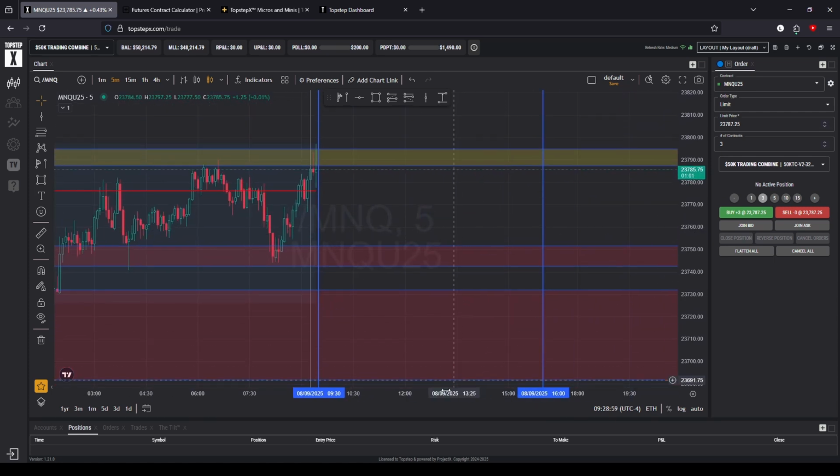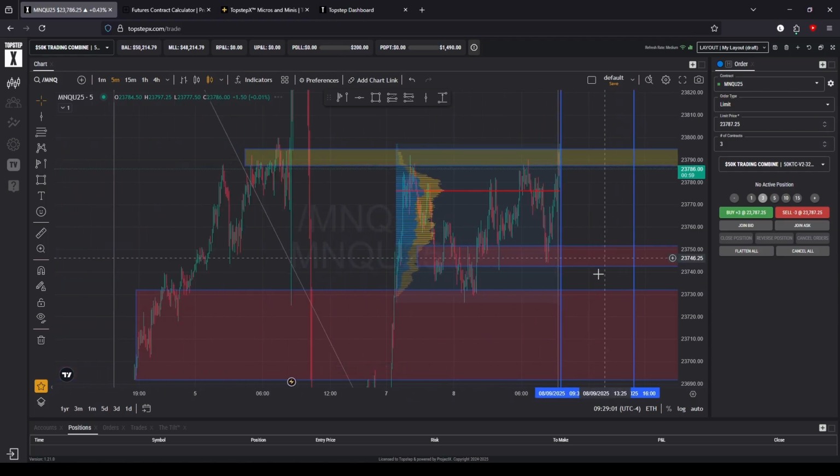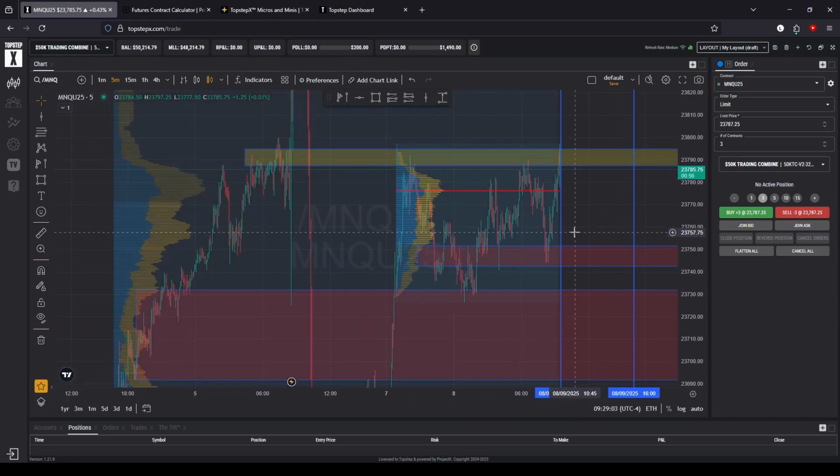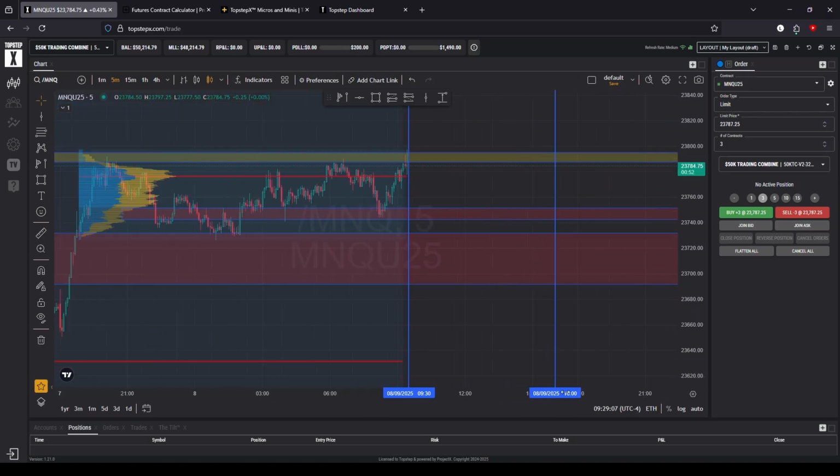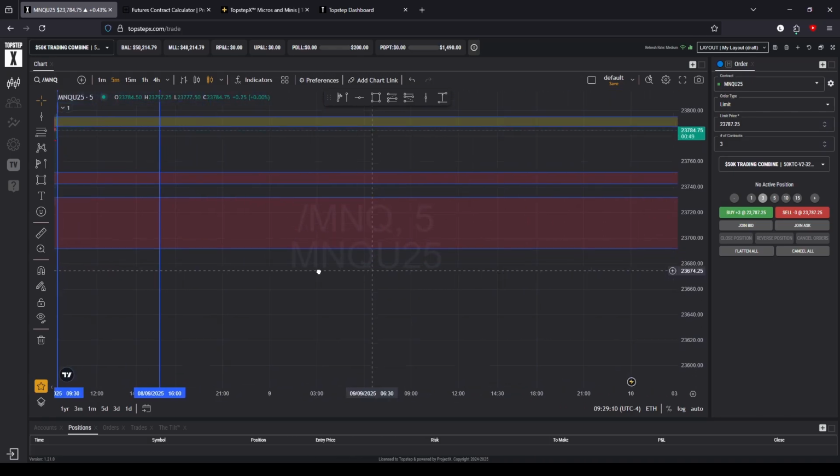As far as I'm aware, there's no news today. TopStep usually, whoops. What did I do? Okay, TopStep usually shows when there is news. Like we have one on the 10th.